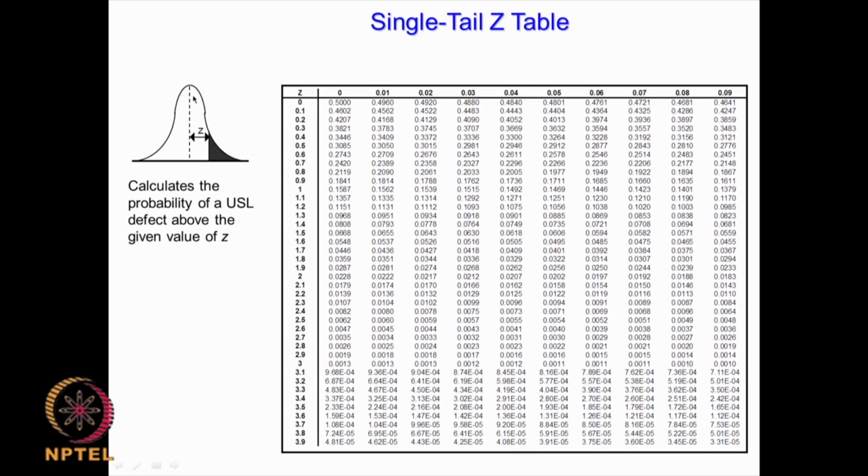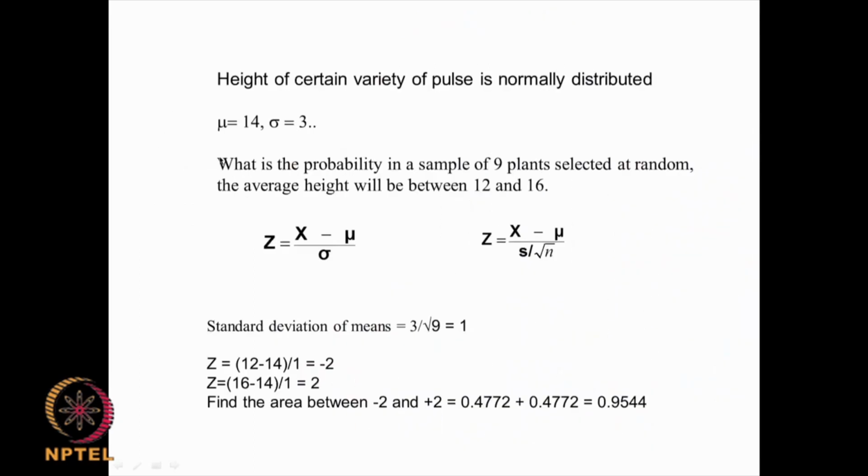So, if I want to know this region, I will subtract 0.5 minus 0.0228. That is the catch here, if you remember, because the Z table gives you only the outer tail, but this whole area is 0.5. So, if I want to know this inside portion, that will be 0.5 minus 0.0228, and then it will become 2 times, because I am interested in -2 to +2. So, I will get 0.9544.